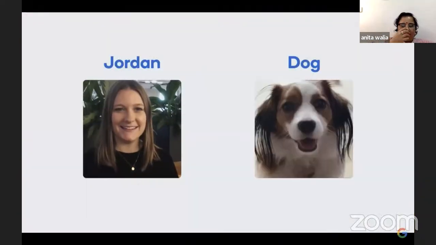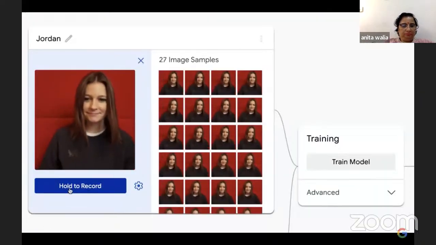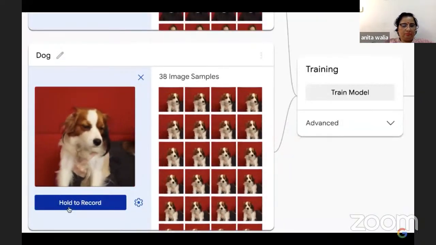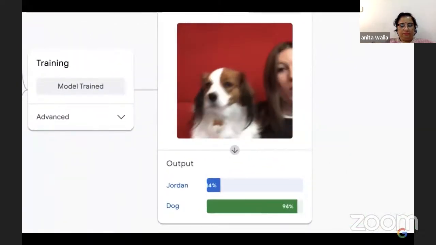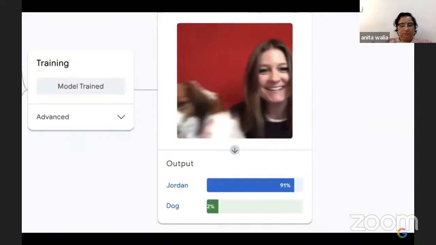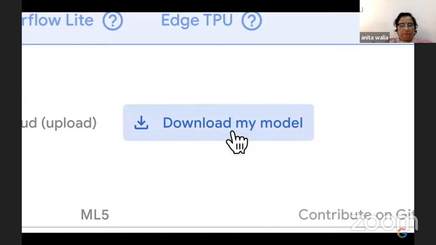So let's say you want to build a model to recognize you versus your dog. You just open up the site, record samples of you and samples of your dog. Click train, and you instantly have your own machine learning model, which you can use in your sites, apps, and more. You can upload your model to host it online or download it to work entirely on device.